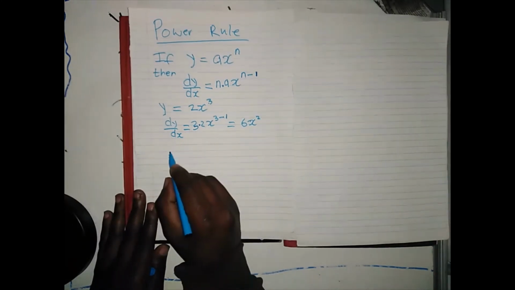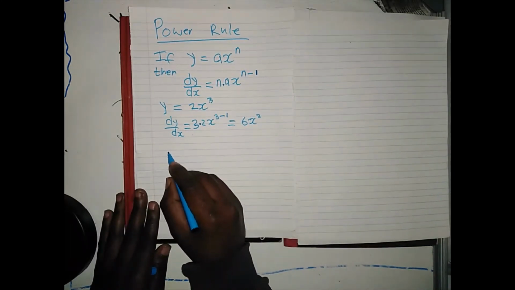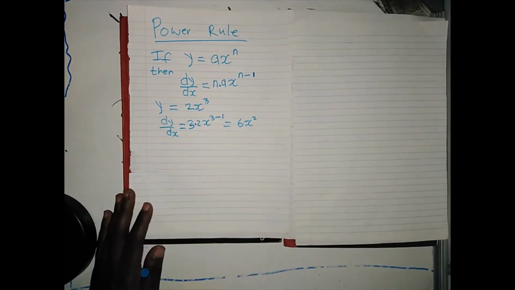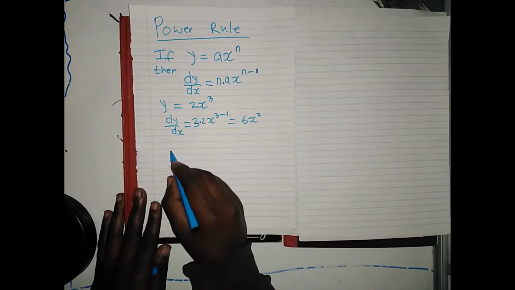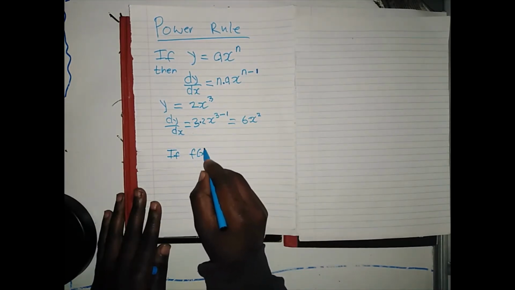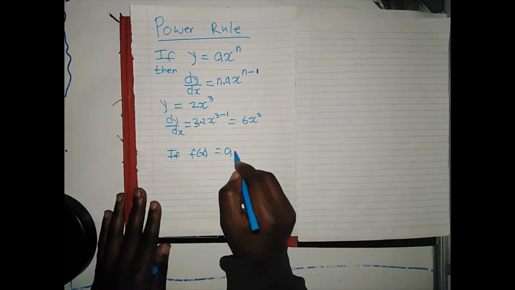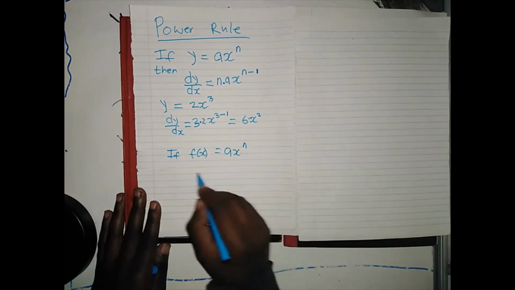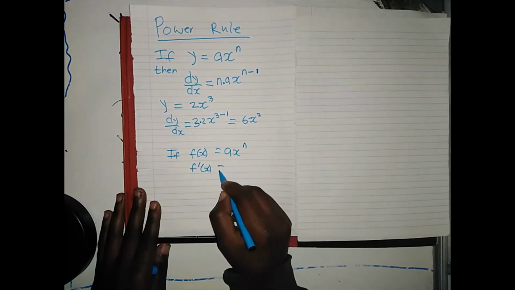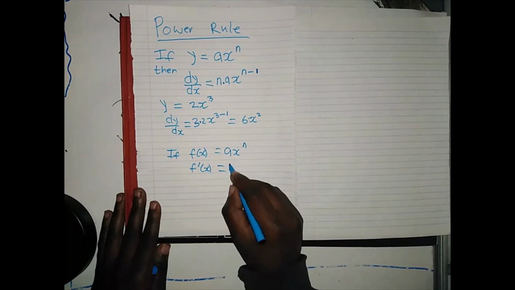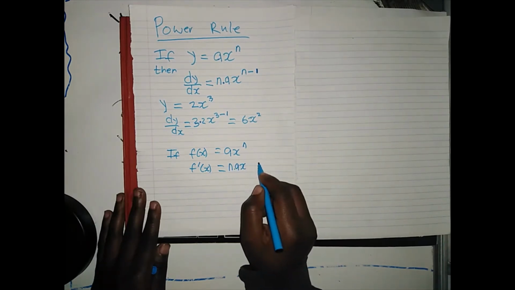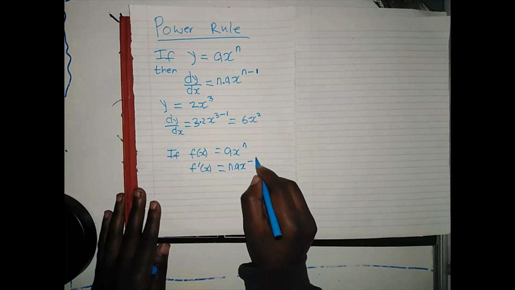Say for example you had a function called f of x, then you can still write the power rule in terms of f of x. So how do you do that? You say if f of x is equal to ax to the power n, then f prime of x is n times a, and then x, and then you take this n and minus it by 1.